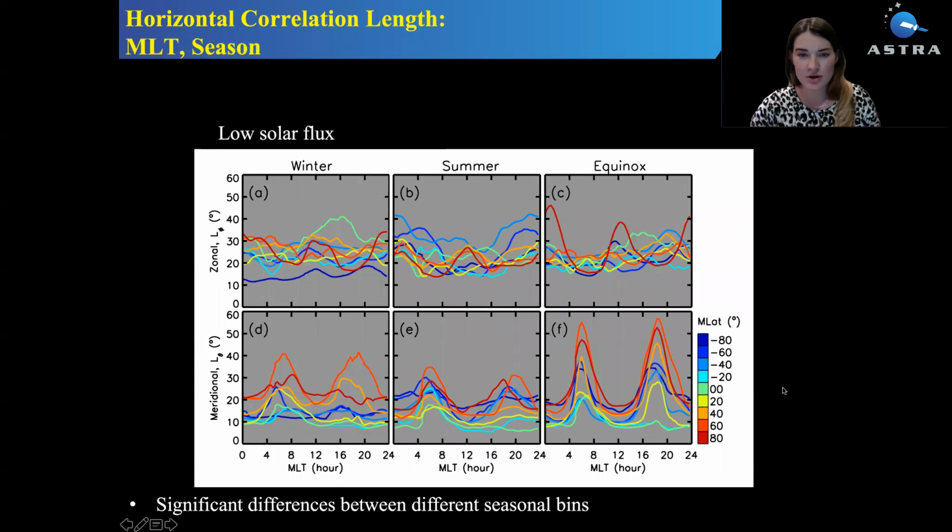That's how the two other seasons look. Here is summer and here is equinox. You see that during the equinox, the peaks are higher for the meridional correlation length. And both summer and equinox also don't have a well-pronounced MLT dependence for the zonal correlation distance.